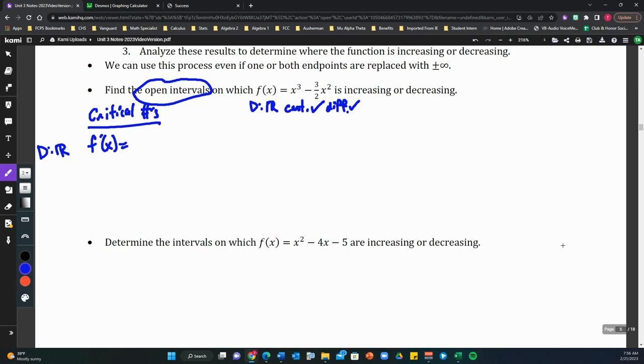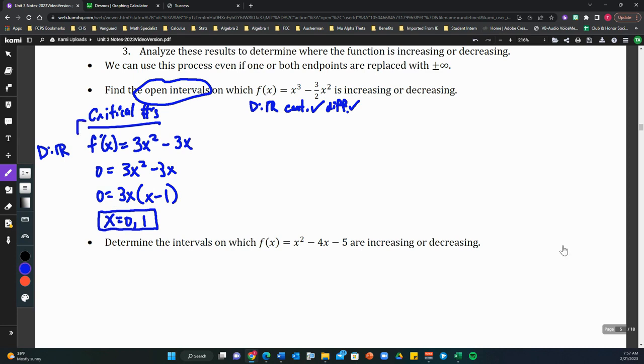So in this case, when I take my derivative, I'm going to end up with 3x squared. Bring down the 2, that means they cancel, so minus 3x. Now I can set my derivative equal to 0, and we're going to solve by factoring. This guy has a common factor of 3x, so I get 3x times x minus 1. So I get solutions x equals 0 and positive 1. Those are our critical numbers.